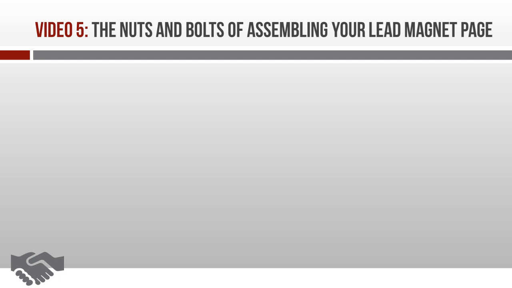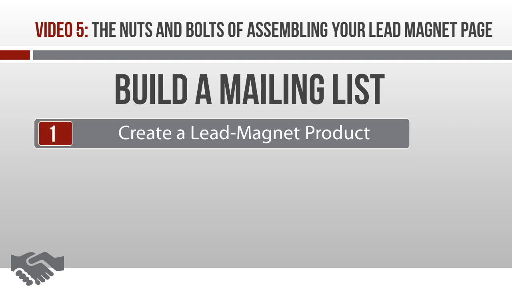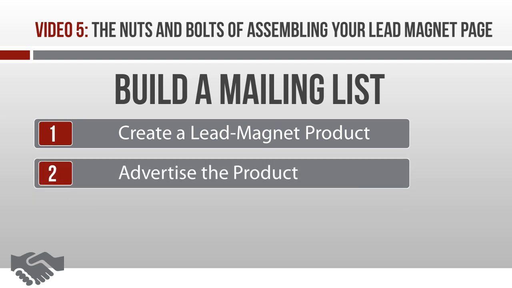One of the steps on the path to you becoming a successful affiliate is to build a mailing list, which means that you need to create a good lead magnet product as bait, and then you need to advertise this enticing freebie on your lead magnet page.